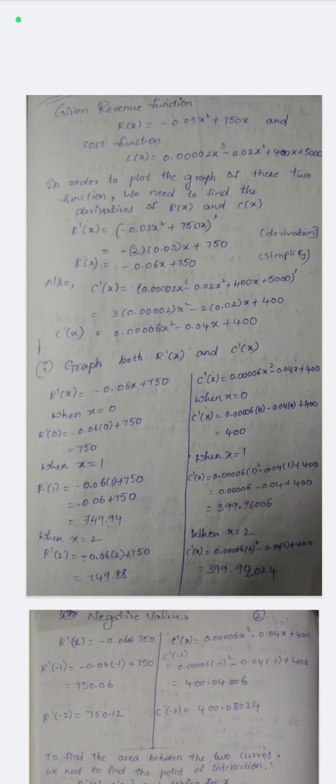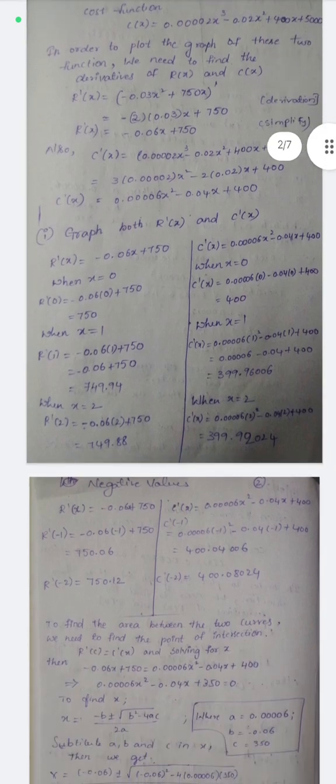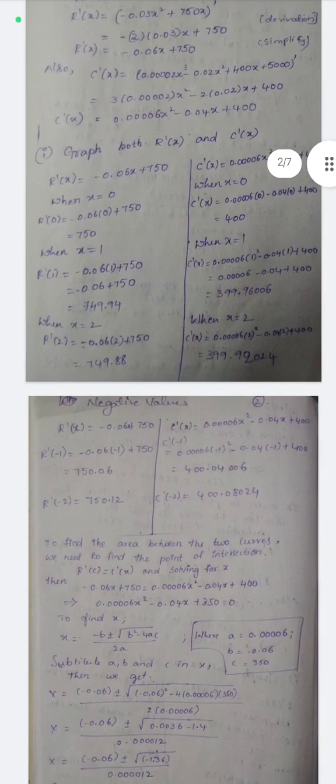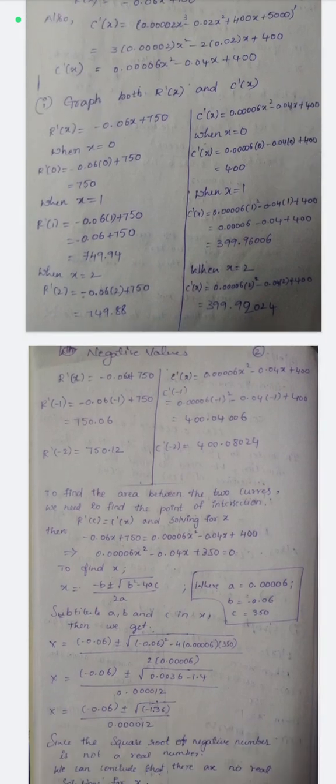Once we have both values, we are going to plot the graph and draw the curves. Once you plot both curves, we are going to find the intersection of the two. We are going to find the area between the two curves. We need to find the point of intersection.